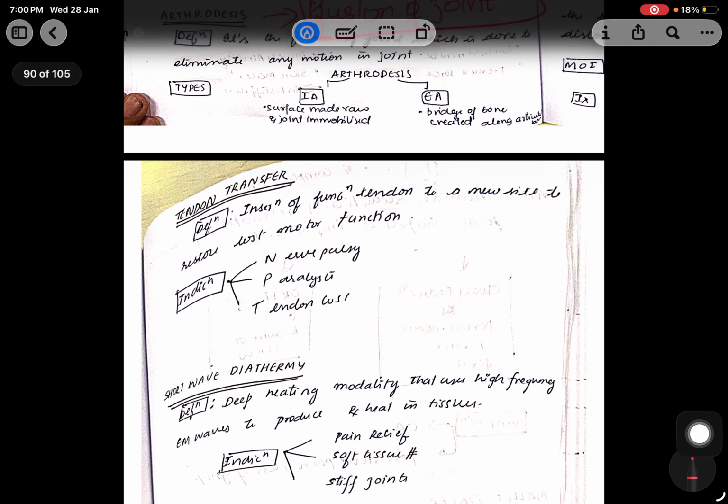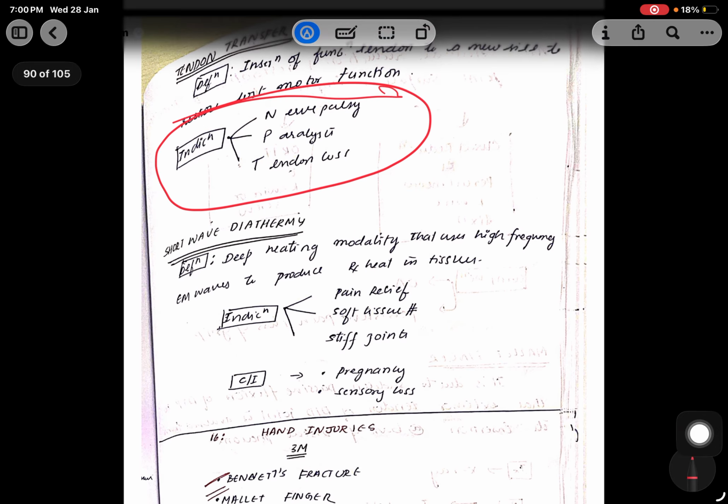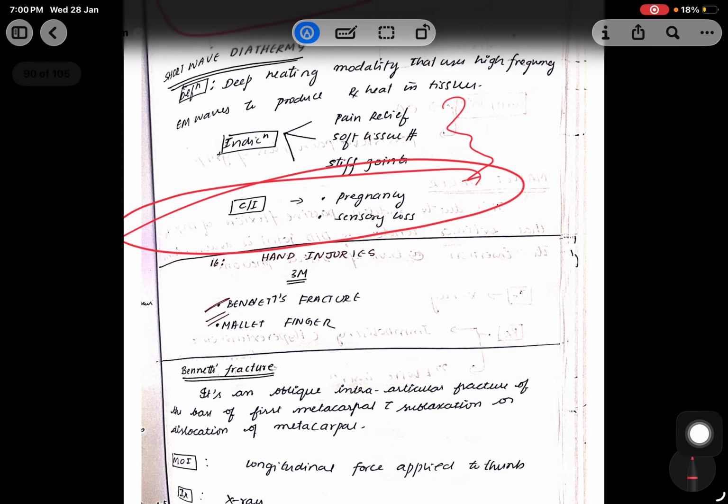Okay. Then again, tendon transfer, I think I had told you what the indications are, and you should know when you do it. Then short wave diathermy is nothing but using high frequency electromagnetic waves to produce heat, so that it gives pain relief or soft tissue relief in that particular joint or any position, but it's contraindicated in sensory losses or in pregnancy.